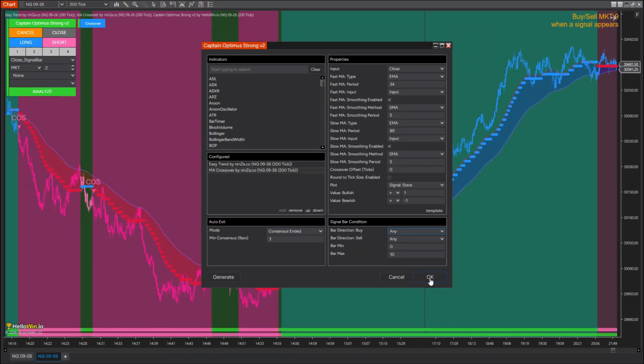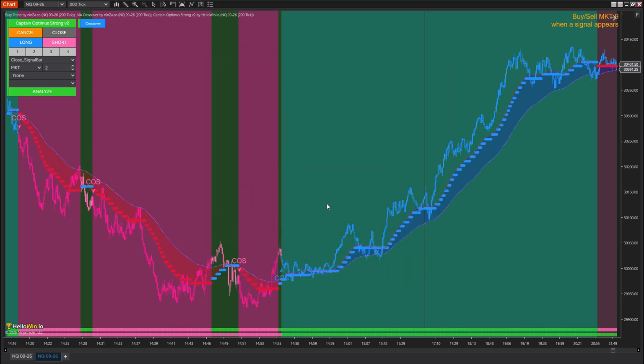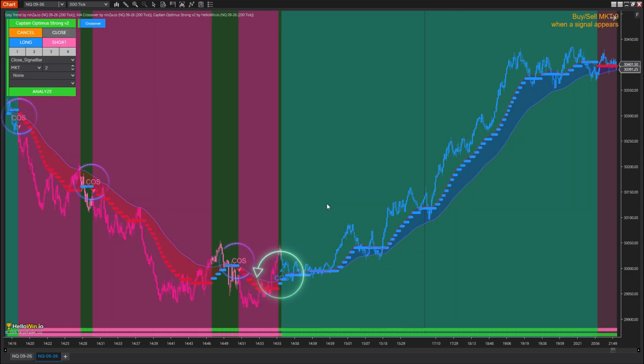The key point here is the overlap signal logic. A signal is only considered valid when Easy Trend and crossover both agree on the same direction. This type of combination can help the system filter out some market noise, especially during unclear trend conditions or ranging markets. Once the conditions are set, we'll move on to the backtest.